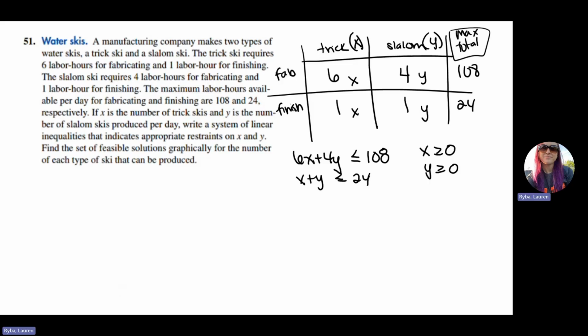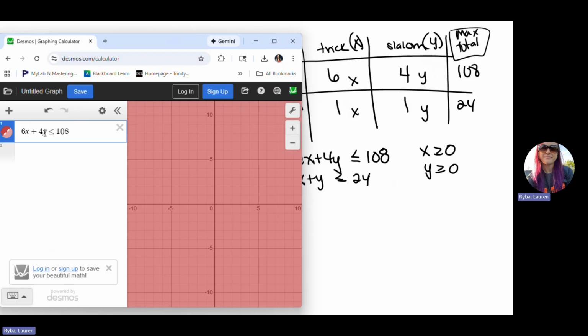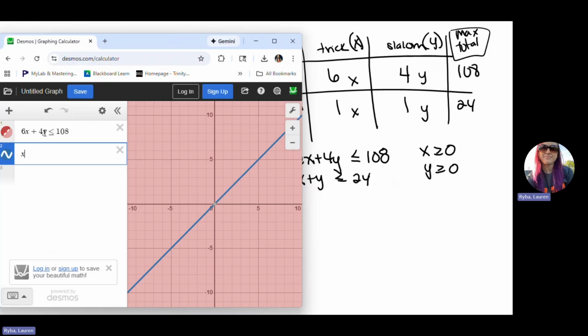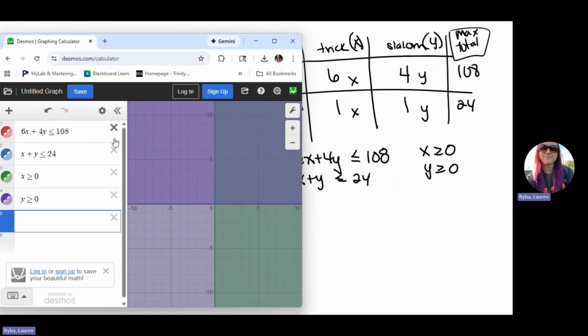Now, you can see for this one, I clearly did not give you a graph, so we can show you again how to do all of this in Desmos. All right, so 6X plus 4Y less than or equal to 108. I'm going to do each one separately and just show you how the shading overlaps. X plus Y less than or equal to 24. X greater than or equal to 0. Y greater than or equal to 0. So you're going to see there's a whole bunch going on here.